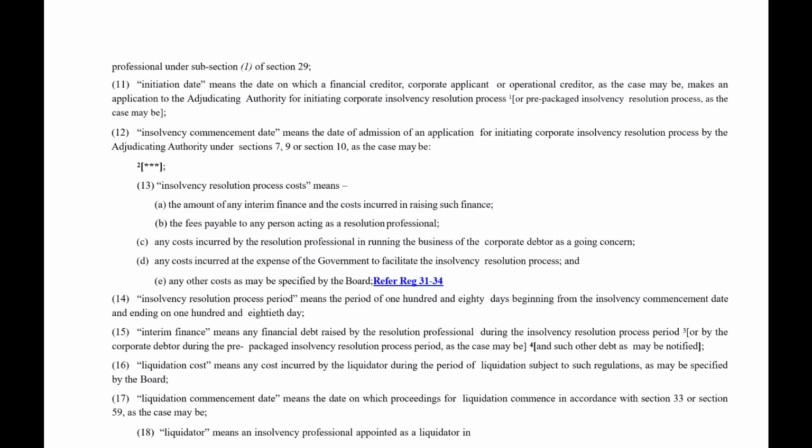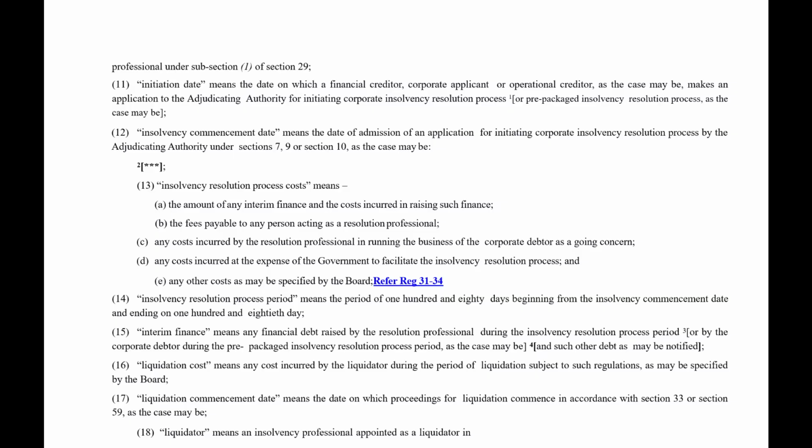Then insolvency resolution process cost. Why this definition is important? Because it is to be paid first of all. Even before we pay any financial debts or operational debts, this insolvency resolution process cost is to be paid first of all.